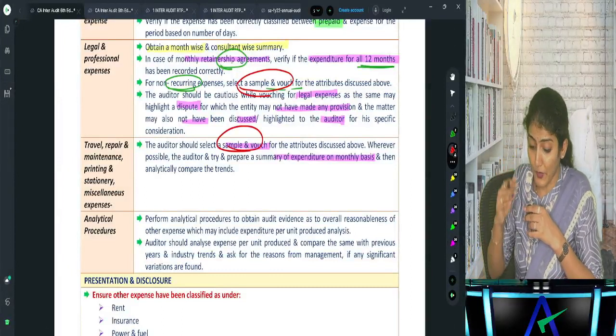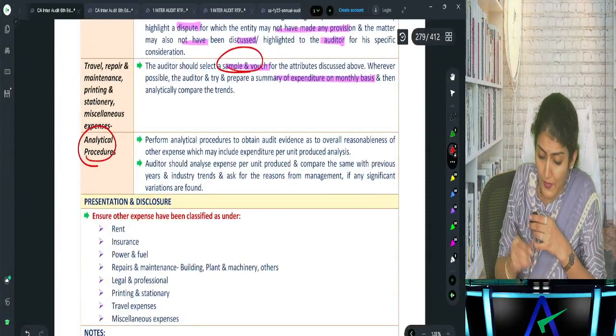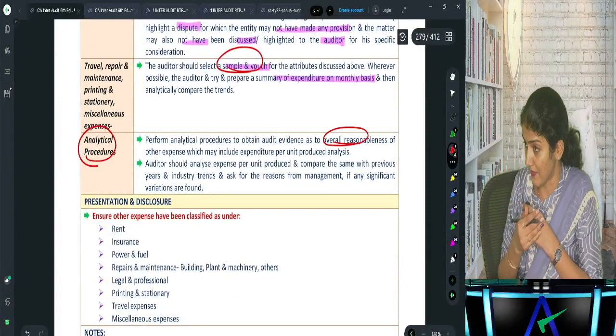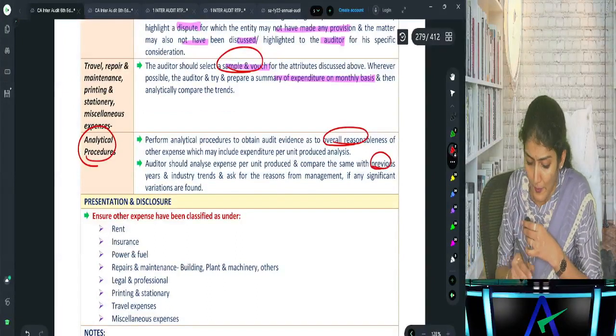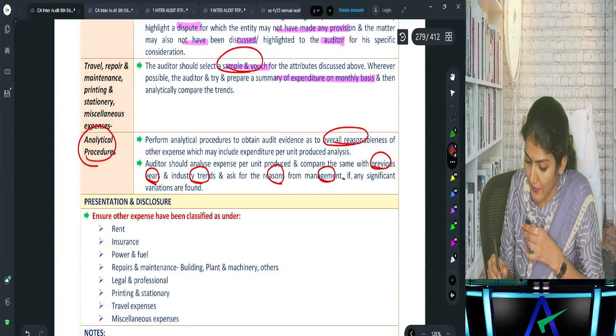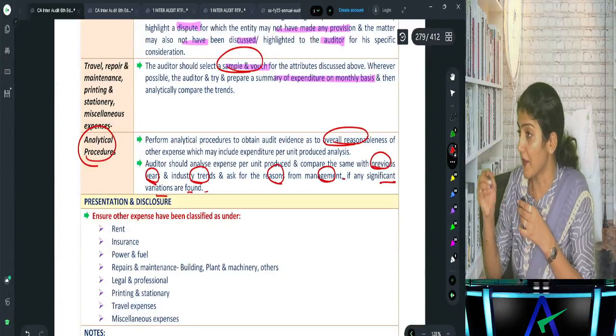Then what is the other point for all other expenses? What are the analytical procedures? Overall reasonableness. Again, you compare it with the previous year, you compare it with the industry trend, and you ask the management for the reasons for any significant variations found.